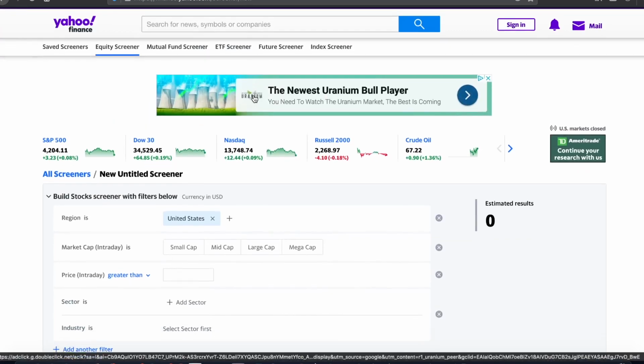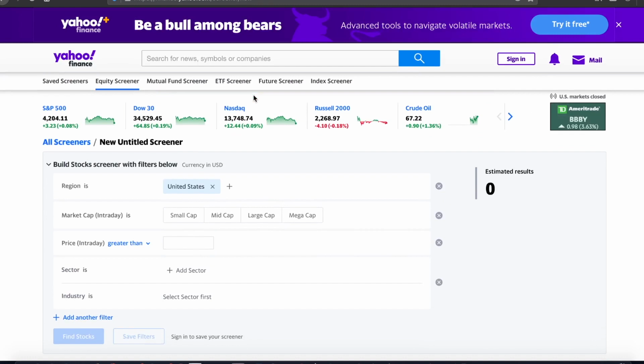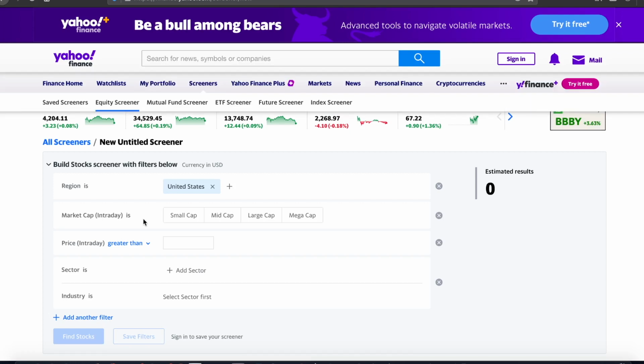And today I'm going to show you a few of my favorite filters here. This is a great tool that will help you find the next stock that you're trying to trade or add to your portfolio. So here you can filter by market cap. Small cap is usually about 300 million to 2 billion. Mid cap is going to be 2 billion to 10 billion. And large cap is going to be anything above 10 billion. I have never seen mega cap, but I'm assuming that might be anything above 20 billion.